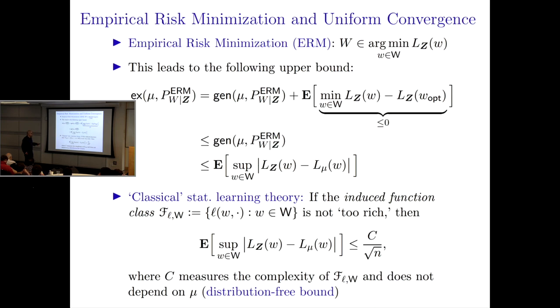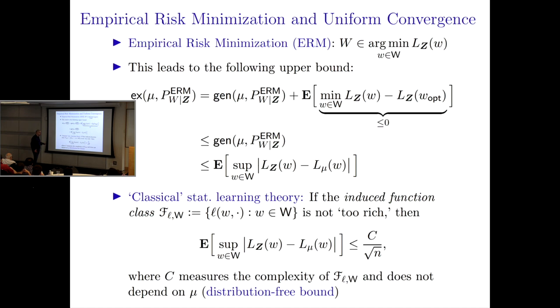If we're talking about something like neural nets, then we're looking at a subset of a high-dimensional space that contains the weights of all the neurons. But more classical things like support vector machines would be the parameters of some generalized linear classifier or something like that. But the point is that what matters is not the weights themselves, but what's called the induced function class.